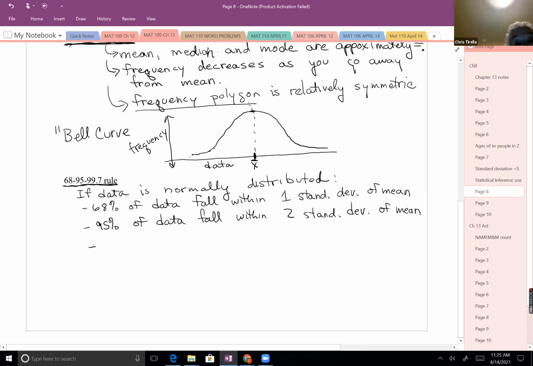And the third part says that 99.7% of the data fall within 3 standard deviations of the mean.